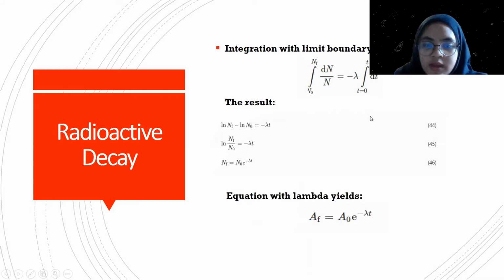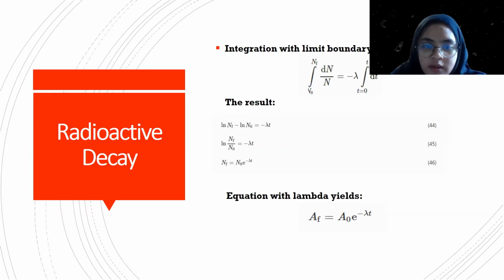By solving this equation using the boundary conditions, the limits we use are N0, the initial number of radioactive atoms, and NF, the final number of radioactive atoms, when the time runs from t equals 0 to t. From this we get the result of the integration, and we simplify it to the final equation, which is NF equals N0 e to the negative lambda t.